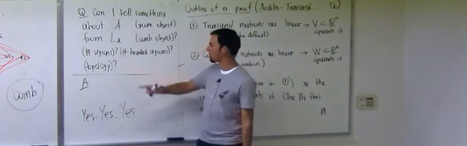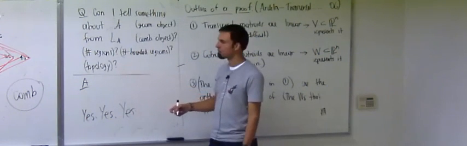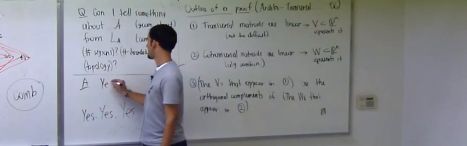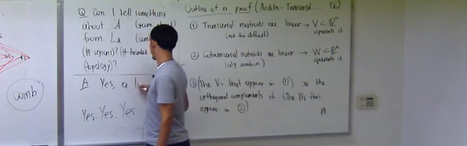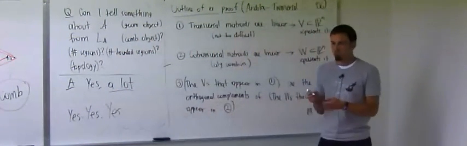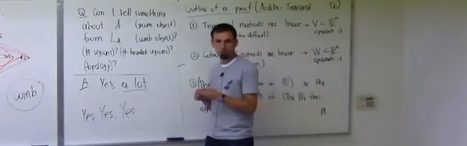You can tell the number of regions. You can tell the number of bounded regions. You can tell the topology. There's a lot that you can. Yes, I can tell a lot about hyperplane arrangements from their intersection poset. Something that you should not at all expect.